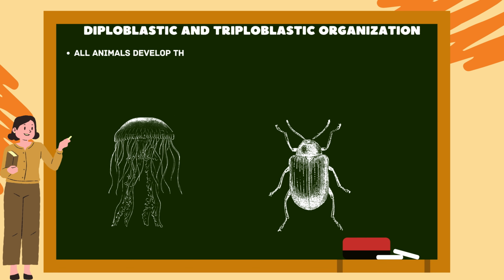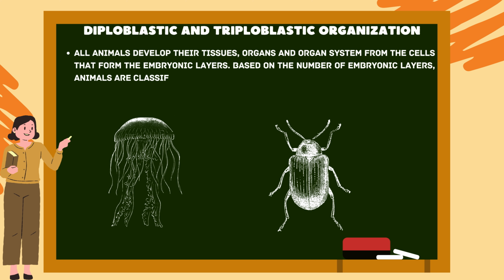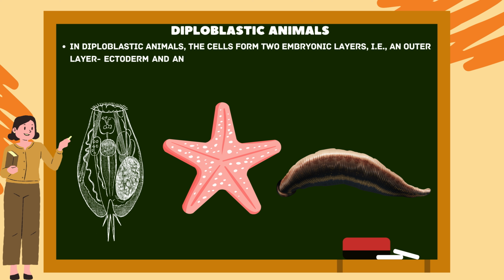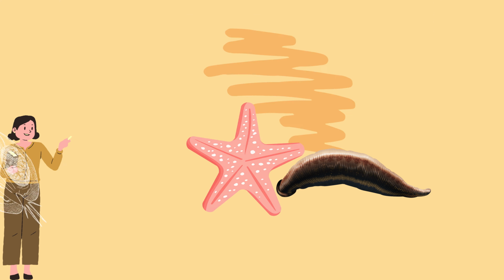Diploblastic and triploblastic organization. All animals develop their tissues, organs and organ systems from cells that form the embryonic layers. Based on the number of embryonic layers, animals are classified into two: diploblastic animals and triploblastic animals. Diploblastic animals. In diploblastic animals, the cells form two embryonic layers, an outer layer ectoderm and an inner layer endoderm. Example is phylum Coelenterata. There is an undifferentiated layer called mesoglea between the ectoderm and the endoderm.